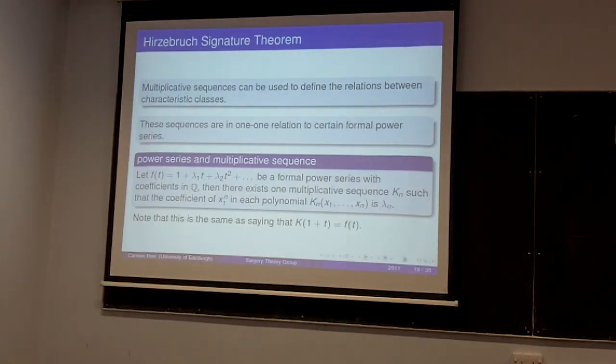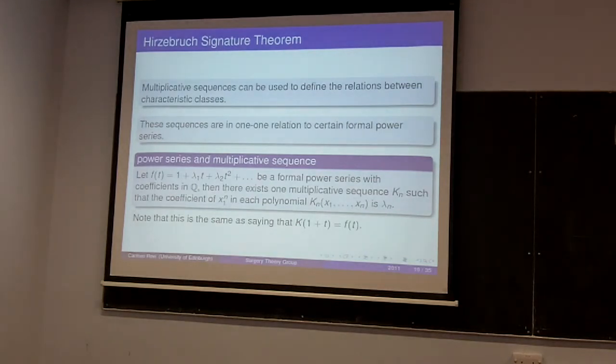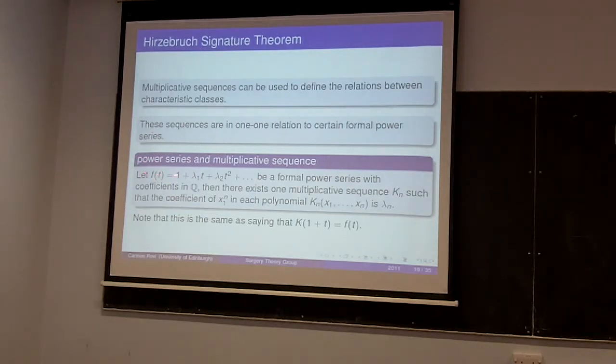So, here we have the relationships that exist between the power series and the multiplicative sequence. So here, first of all, I have written down the general shape of a formal power series. And these lambdas are the coefficients. For us, it's most convenient to think in terms of rational numbers, so that's what I'm going to be doing throughout. You could choose another ring as well, but it's more convenient for us to use that. So we have our formal power series with our coefficients lambda 1, lambda 2, lambda n, and so on.